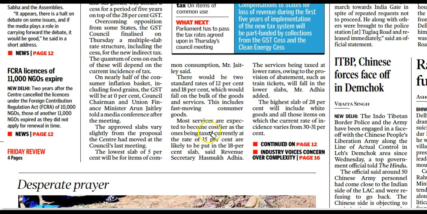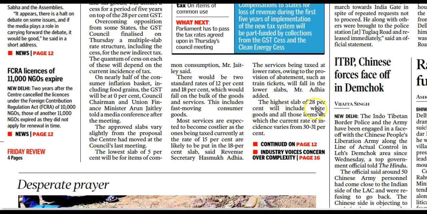Most of the services are expected to become costlier, because at present service tax is 15%. 15% service tax at present. In future it will become 18%. So if service tax becomes 18%, then you have to pay higher fees to join any coaching institute, including IAS institutes. At present the service tax is 15%, because most of the services in future will be included in the 18% tax slab.